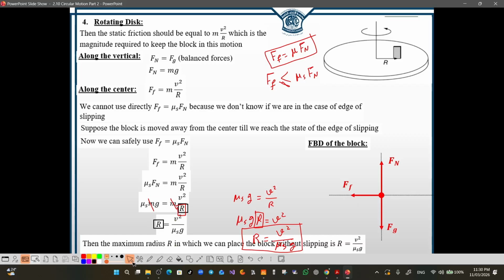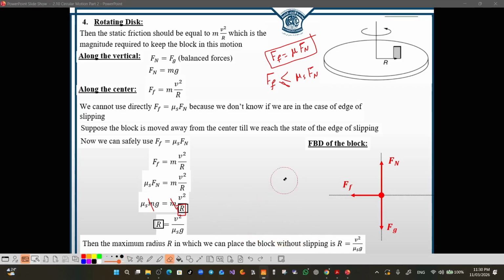Then the maximum radius r at which we can place the block without slipping is r equal to v squared over μs g. In other words, we need to know the speed of the disk in order to calculate the maximum radius at which we can place the object away from the center without making the object slip away from the circular path.